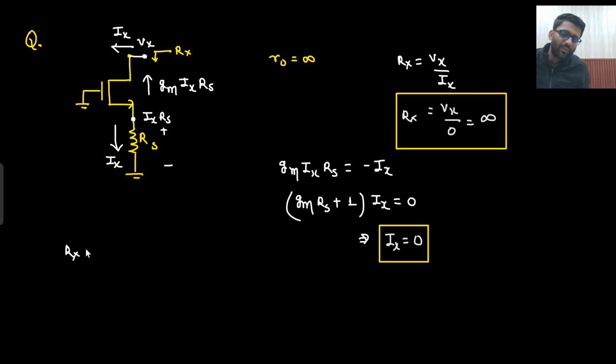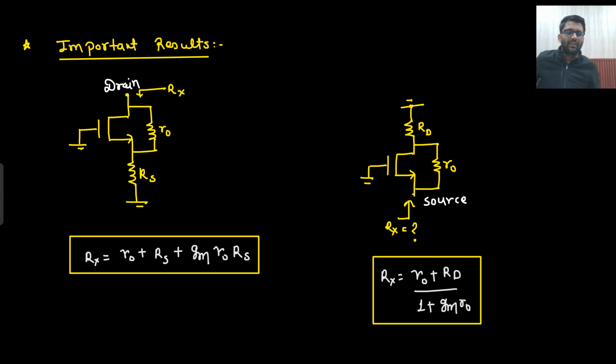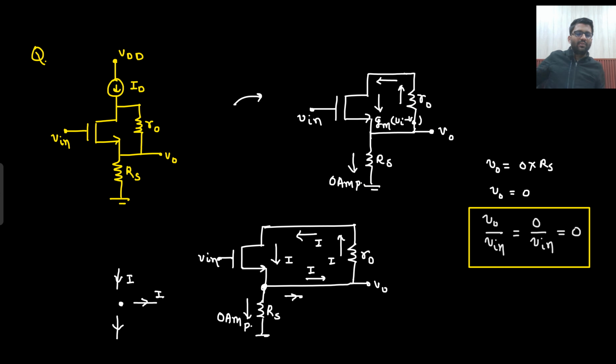I know that looking from the drain, if my gate is shorted and source is connected to Rs resistance, then my answer is R0 plus Rs. I am looking from the drain. That means I will write down only one step, R0 plus Rs into gm R0 Rs. And if R0 is equal to infinity, so infinity plus Rs plus infinity, what will be your Rx? Rx will be infinity only. Okay, so this will be the answer. Well and good. This also we have solved.